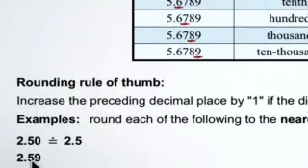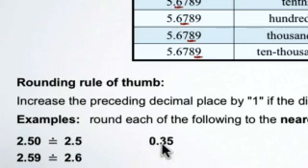2.59, again the nearest tenth, 5 is in the tenths place. I look after it, a 9, which is greater than 5, so the rule of thumb tells me to increase the preceding 5 by 1 to a 6. So 2.59 to the nearest tenth is 2.6.